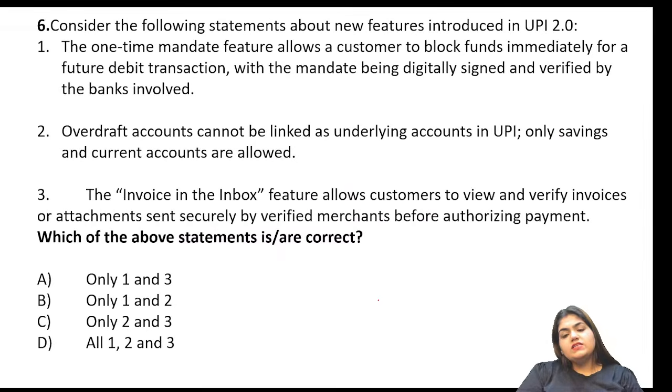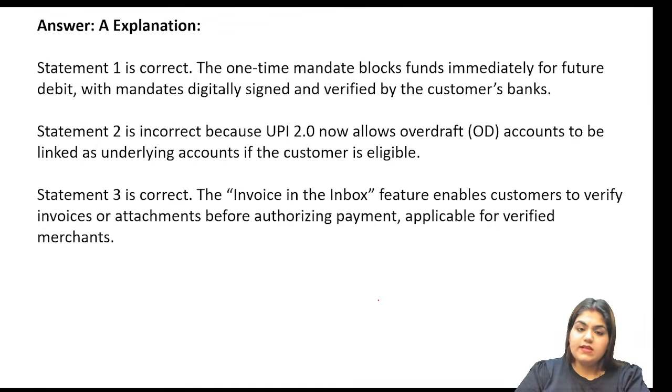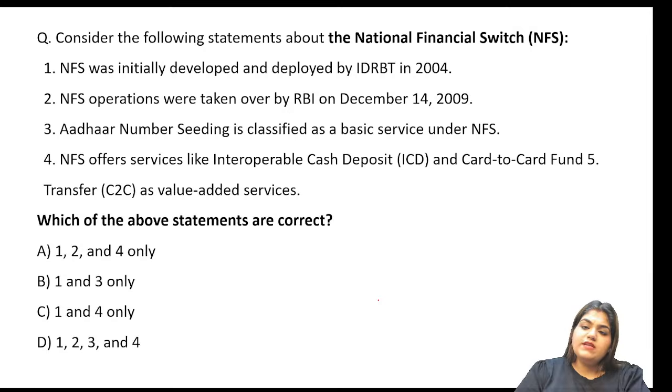Next question. Consider the following statements about new features introduced in UPI 2.0. UPI 2.0. Statement number 1 is correct. Statement number 2 is not correct. UPI 2.0 allows overdraft accounts to be linked. Statement number 2 is incorrect. 1 and 3 are correct. A is the correct answer. Next question. Consider the following statements about NFS.